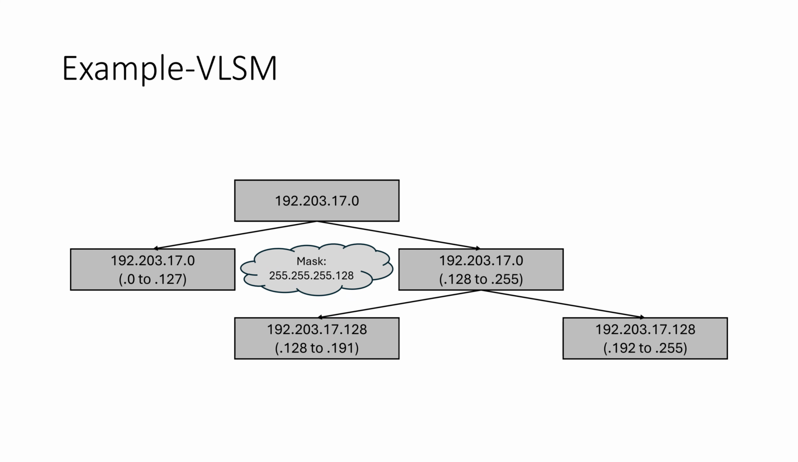So here's how that looks visually. First we start with 192.203.17.0 to .127 for the 110 host subnet. Then we split the second half: 192.203.17.128 to .191 for 50 hosts. Then .192 to .255 for 45 hosts. Each subnet now uses a mask appropriate for its size. There's no wastage, no shortage. This is why VLSM is such a vital tool for IP network design.